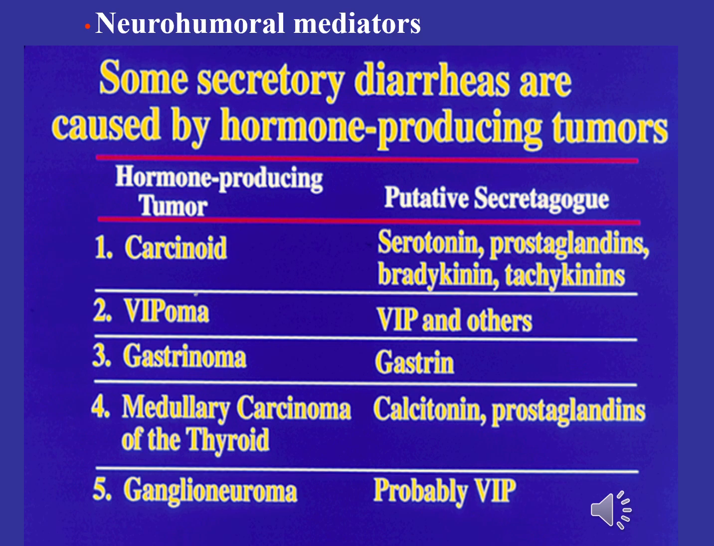There are some rare tumors that can secrete mediators that cause diarrhea. For example, carcinoid tumors secrete serotonin and prostaglandins, and serotonin is an important secretagogue. There are tumors that secrete VIP, which is vasoactive intestinal polypeptide, and these are called VIPomas. And VIP is an important stimulator of cyclic AMP, which increases secretion from the intestine. Other tumors are gastrinomas, medullary carcinoma of the thyroid, ganglioneuromas, but I'm going to discuss a little bit how gastrinoma can cause diarrhea.